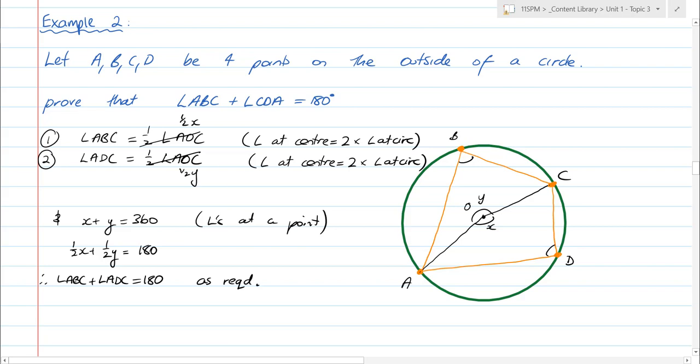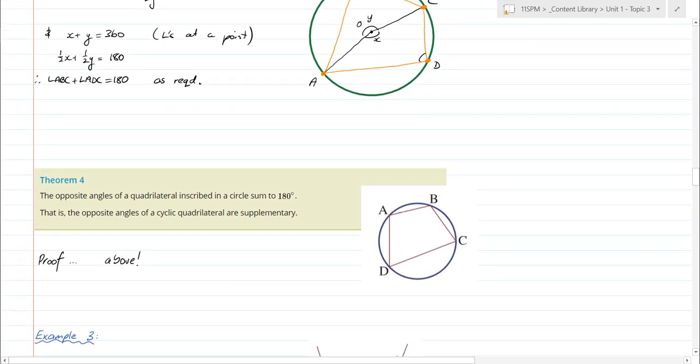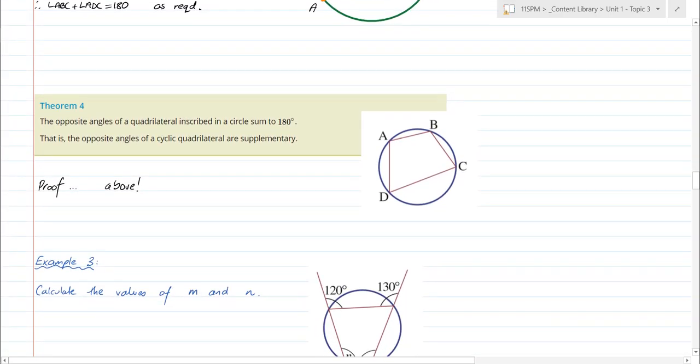So you can see what we've done there. We've said that's what we needed to prove. Or I've called it CDA, but either way. This is half of that. This is half of that. Half of those two things added together is 180 because those two things added together are 360. Therefore, this plus this is 180. Yeah? And we've proven it.